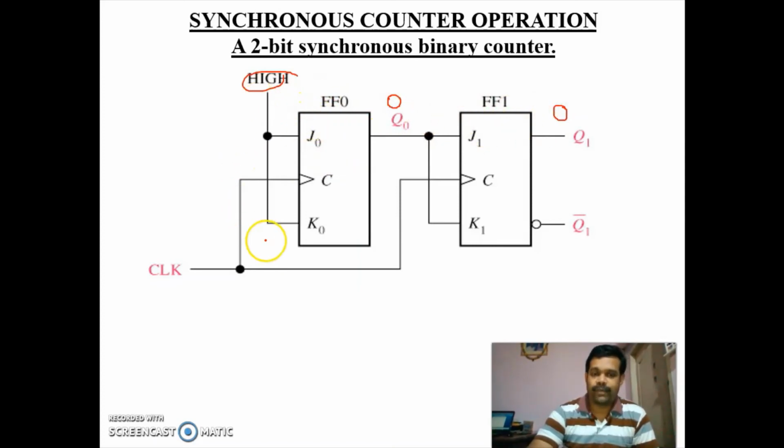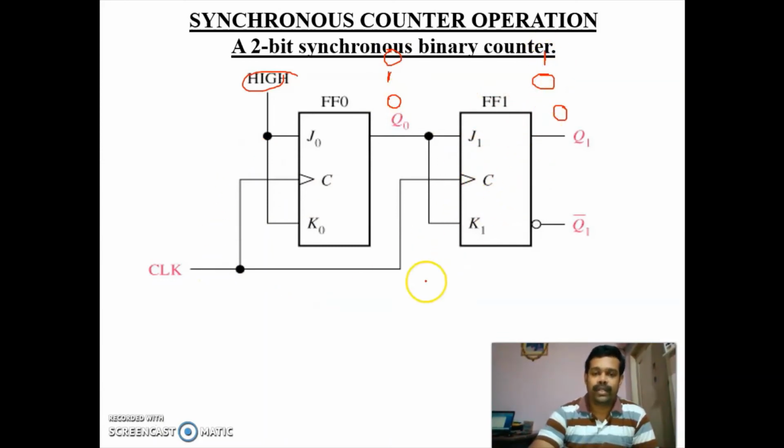Since for the first flip flop J and K are 1, for every clock pulse the output of the first flip flop will change. This is a positive edge triggered flip flop. So during the first positive edge the 0 will change to 1. At that time here you are having 0, so this value will not change. During the next clock pulse this 1 will change to 0. At that time you are having 1 here, so the output of this flip flop changes from 0 to 1.